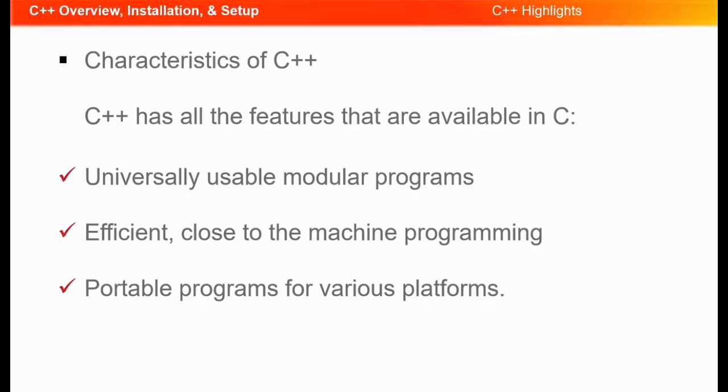The next characteristic is that C++ is used to build universally usable modular programs. It's also very efficient, very fast, so it's known for having high computational power. And this is due to the fact that it's close to the machine programming of the computer. So it's very close to the language that the computer already understands. Therefore, it has to do less translating. We call these low-level languages, right?